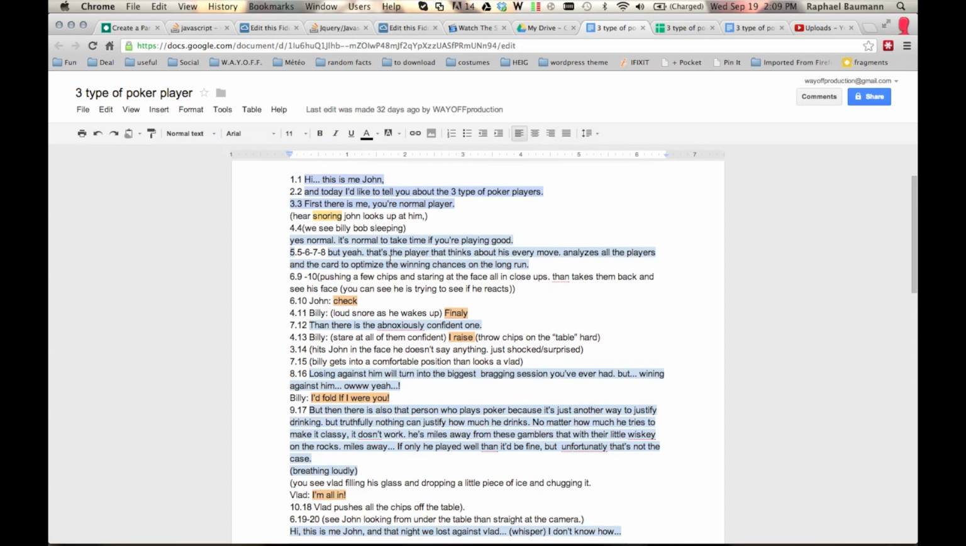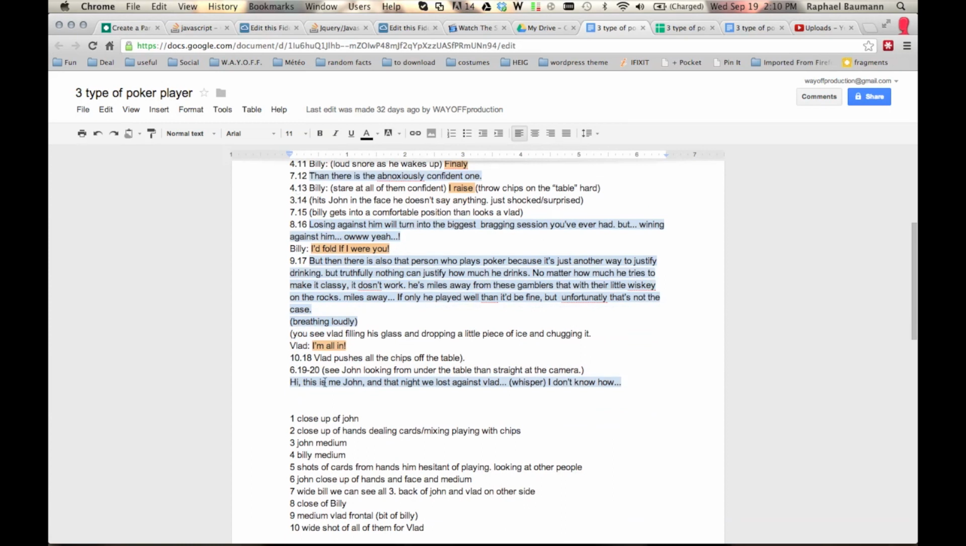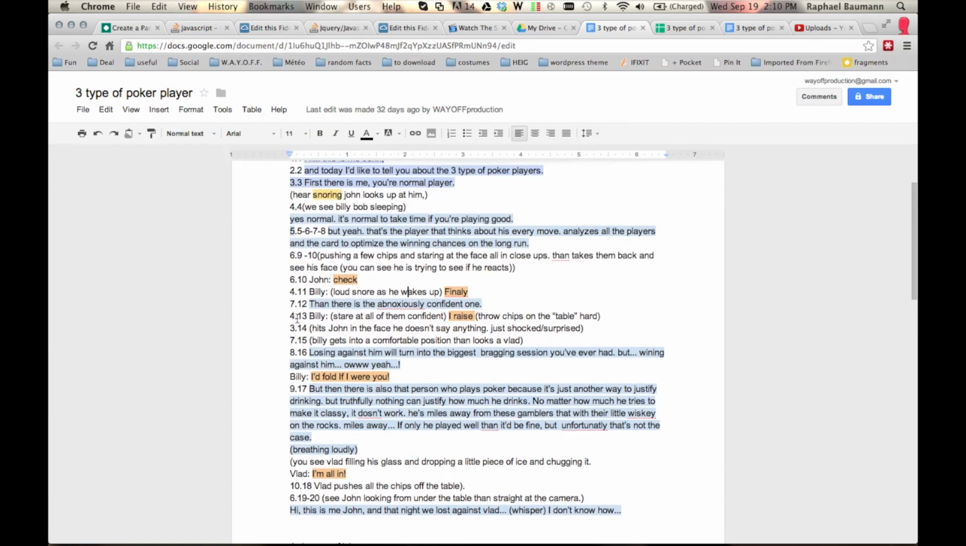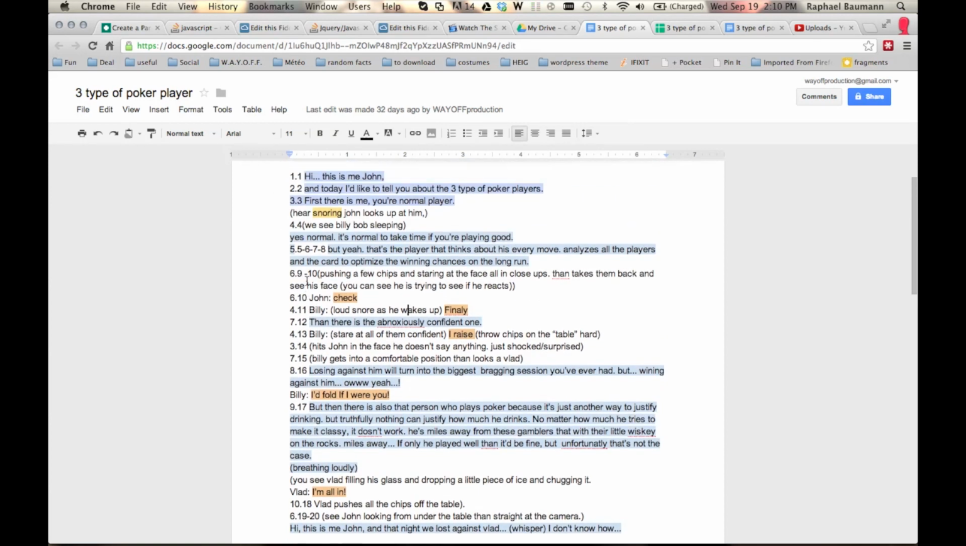Now you can see these numbers 1.1, 2.2, 3.3 and all that. These are basically how I organize myself. The first number is pretty much the number of the shot. Each shot, number 1 or 2, they're different. So 1 is close-up of John, 2 is close-up of John's hands dealing cards and all that stuff, like a cutaway shot. The first number means a different shot, and the second number is just chronological.